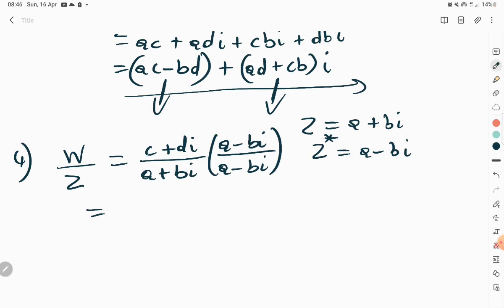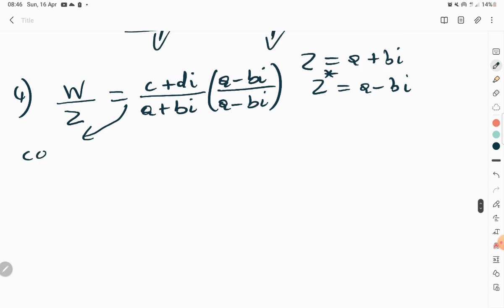For the simplification, we have ca, then we take this one now, it's going to be minus cbi. Then let's talk about this one now. We have adi. Then that one is going to be minus dbi squared. Well, then that is our numerator.